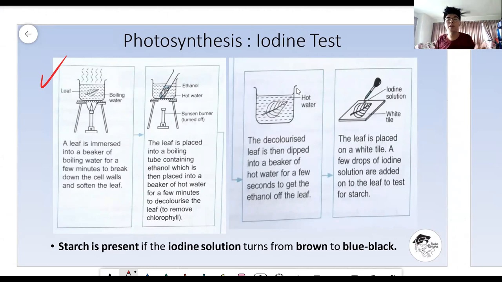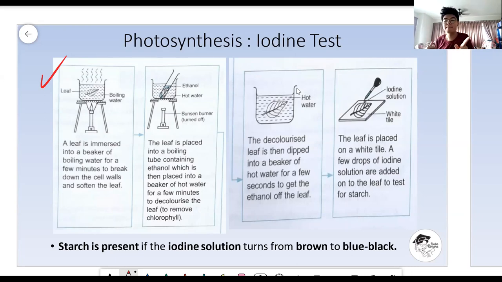After that, we take out the leaf, and then the leaf is placed in a boiling tube that contains ethanol. Ethanol is a kind of alcohol. Then you place the entire boiling tube into the water bath, into the hot water. Why? Because you want to remove the chlorophyll. That means remove the green color. That means now your leaf has no color.